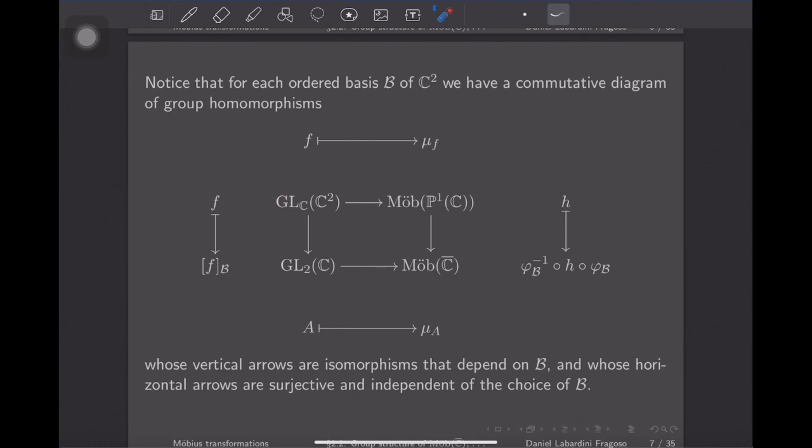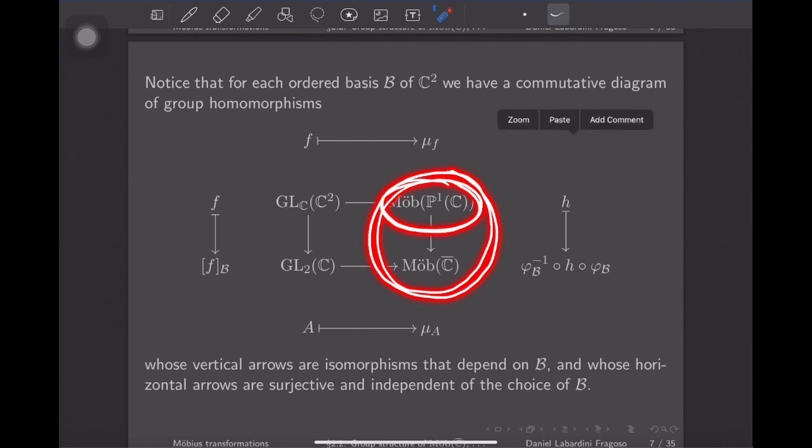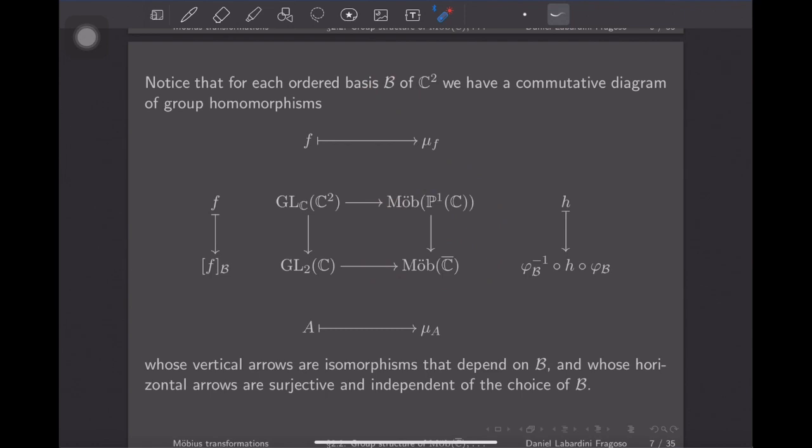Okay, and the commutativity of this diagram is really telling me that what we did, finding an explicit formula for Möbius transformations defined with linear algebra, finding the normal form with respect to a basis, really is the P1 shadow of just taking the matrix representing the linear map with respect to a given basis.